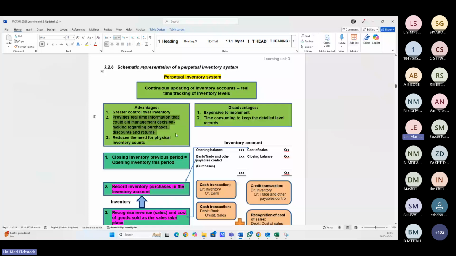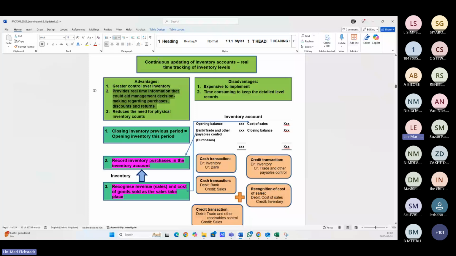So the perpetual inventory system in itself just gives a lot more control over inventory and gives you more hands-on experience. It also reduces the need for physical inventory counts, so it eliminates that need. Although I think most people, as discussed before, would probably do an inventory count just to make sure that what they've got in the system is actually what's on the floor, as a control. So the closing inventory of the previous period, similar to the periodic system, would be your opening inventory in this period, right? Showing it here.